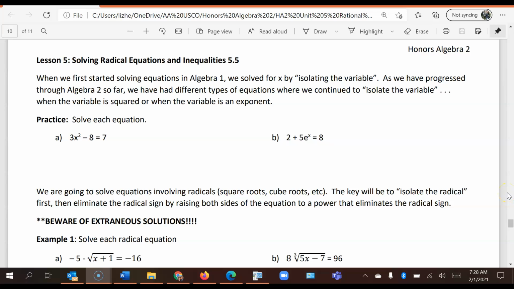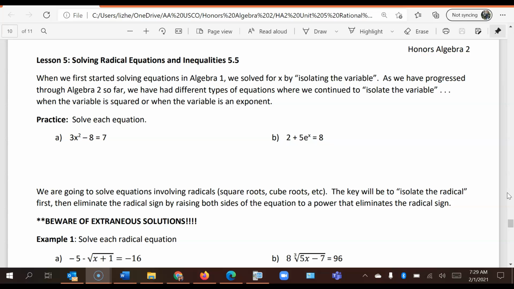Okay, Honors Algebra 2, we are going to do the last lesson of Unit 5, Solving Radical Equations and Inequalities. So here we go. We are on page 10. When we first started solving equations in Algebra 1, and hopefully before that, we solved for x by isolating the variable. As we have progressed through Algebra 2, so far we have had different types of equations where we continued to isolate the variable, when the variable is squared or when the variable is an exponent.